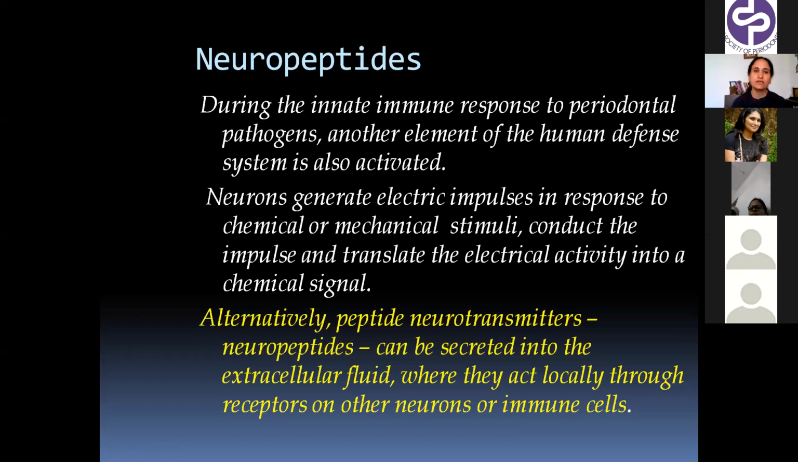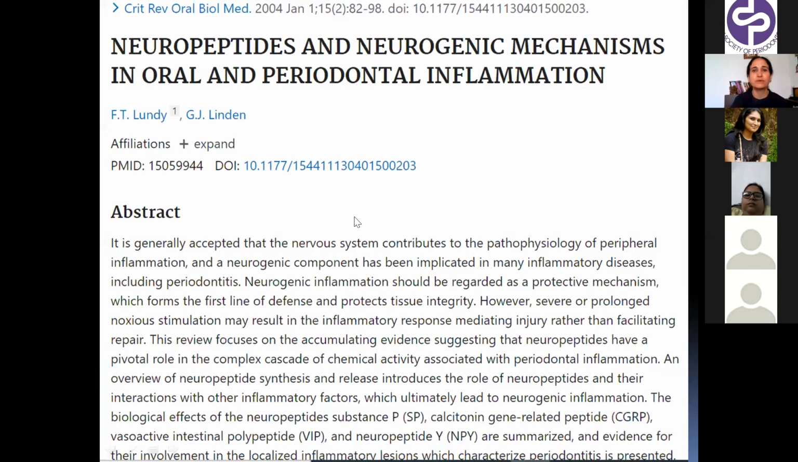So alternatively, now we say that neurons will elaborate neuropeptides. There are other cells also which elaborate neuropeptides, and three main neuropeptides that are important from the periodontal point of view are the substance P, vasoactive intestinal peptide, and this calcitonin gene related peptide. So these are three things which have been seen. Why we are studying them, I'll tell you. So there was this study, I would like you to go through that neuropeptides and neurogenic mechanisms are there in the periodontal inflammation.